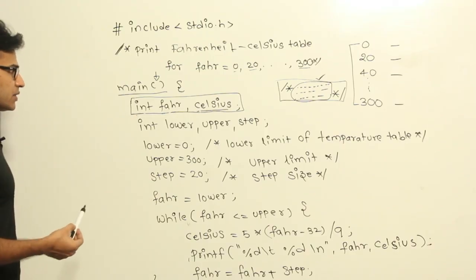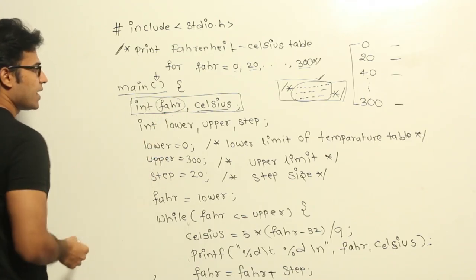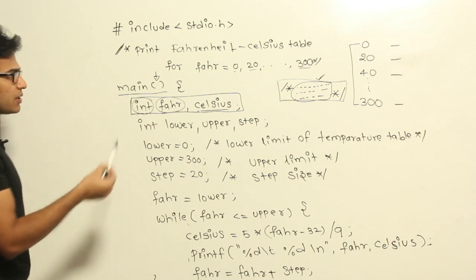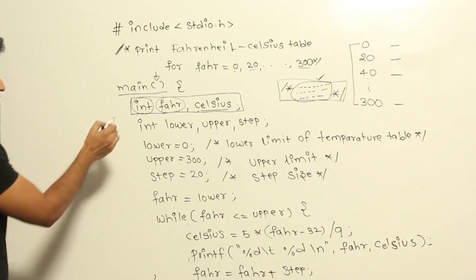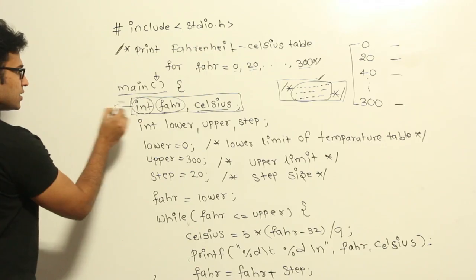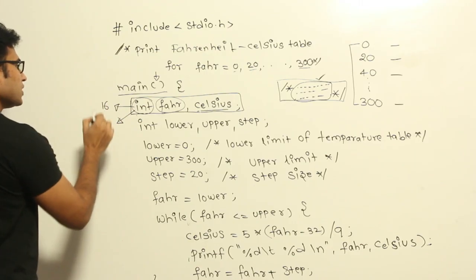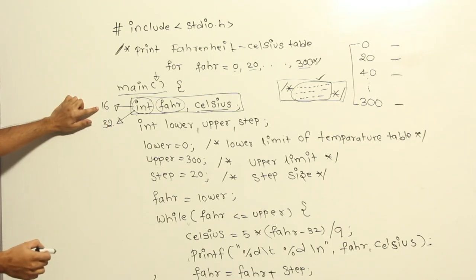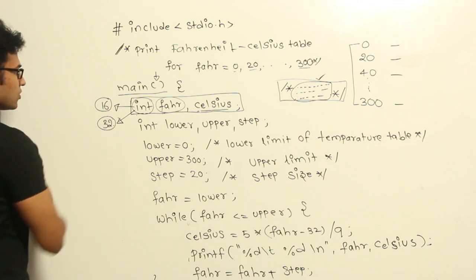Now the meaning of this is that Fahrenheit is a variable which has the capacity to hold an integer, and this capacity is predetermined based on your implementation. For example, some implementations make integers 16-bit numbers, and some use 32-bit numbers. If it is a 16-bit signed number, it is going to have a particular range. If it is 32-bit, it is going to have a different range.